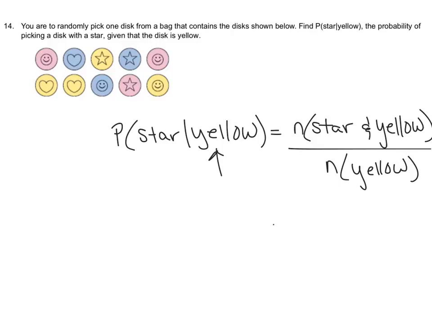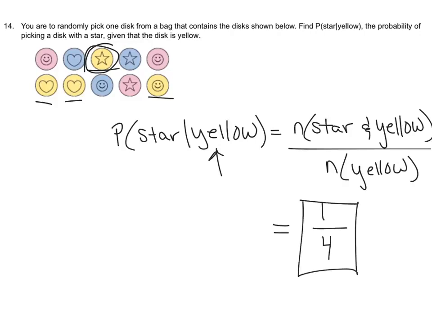Okay, so for the numerator, we want to figure out the number of times a star and a yellow appear. So there's only one disc that has a star on it that is yellow, so the numerator is 1. The denominator is the number of discs that are yellow, so we have 1, 2, 3, 4 yellow discs, so the denominator is 4. That means that the conditional probability of picking a disc with a star, given that the disc is yellow, is 1/4, and that's our final answer.